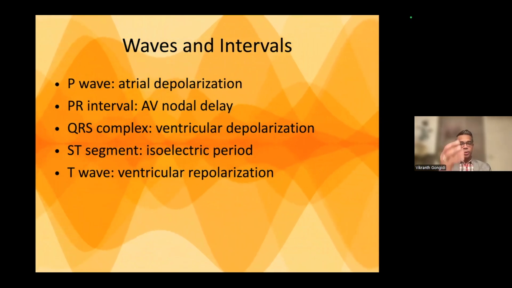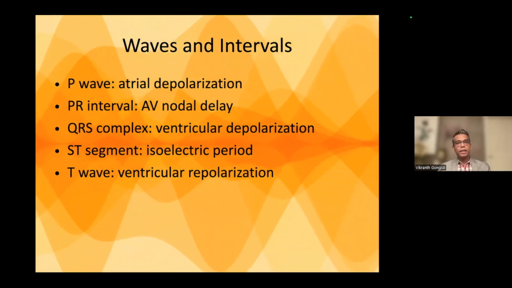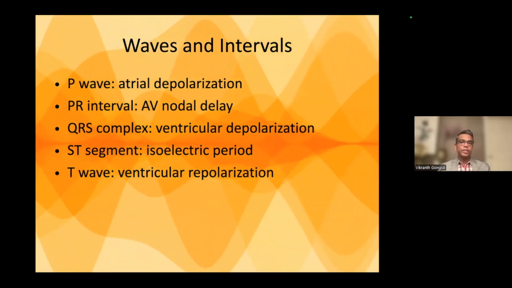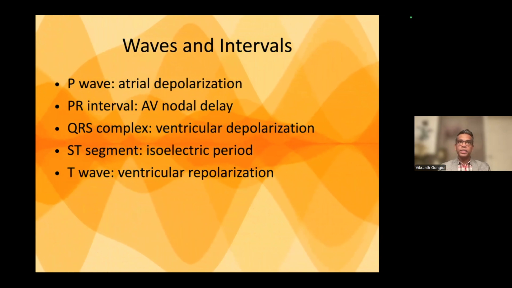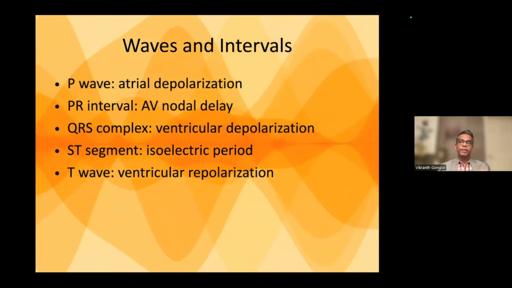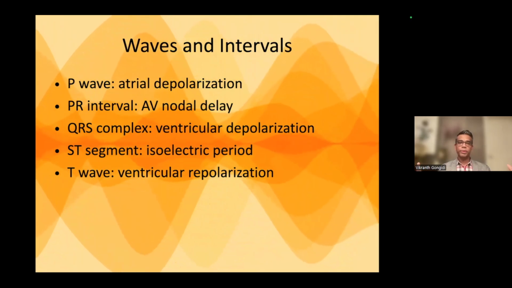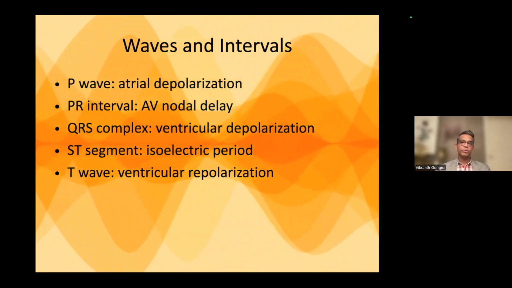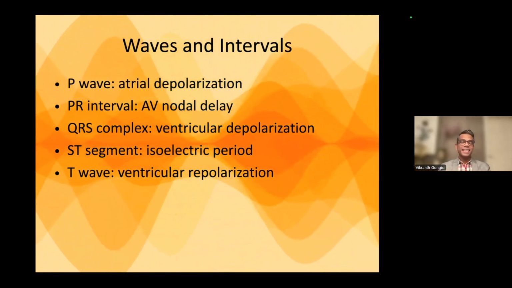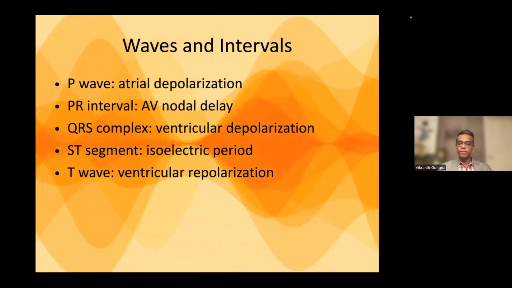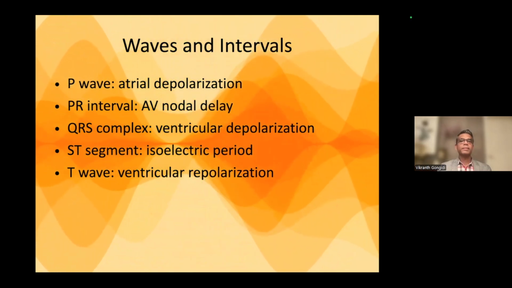And from there, it goes down the His bundle and to the Purkinje. The QRS complex develops and the ventricles start to depolarize. And after depolarization, as we remember, there's an isoelectric point and then repolarization. And that's what the ST segment and the T wave represent.